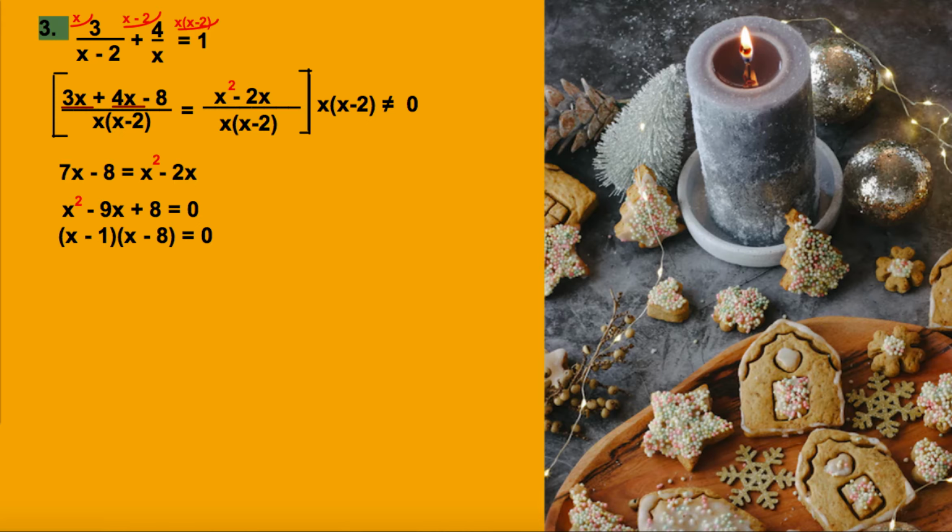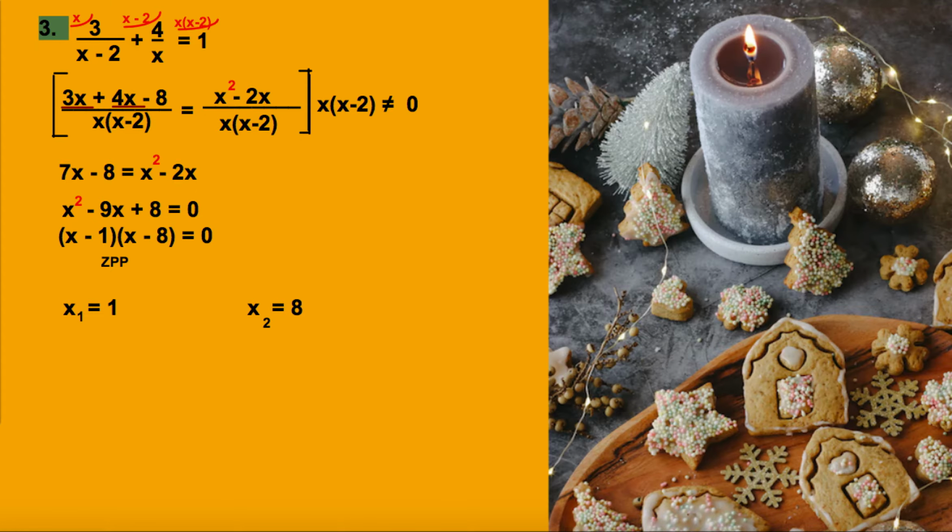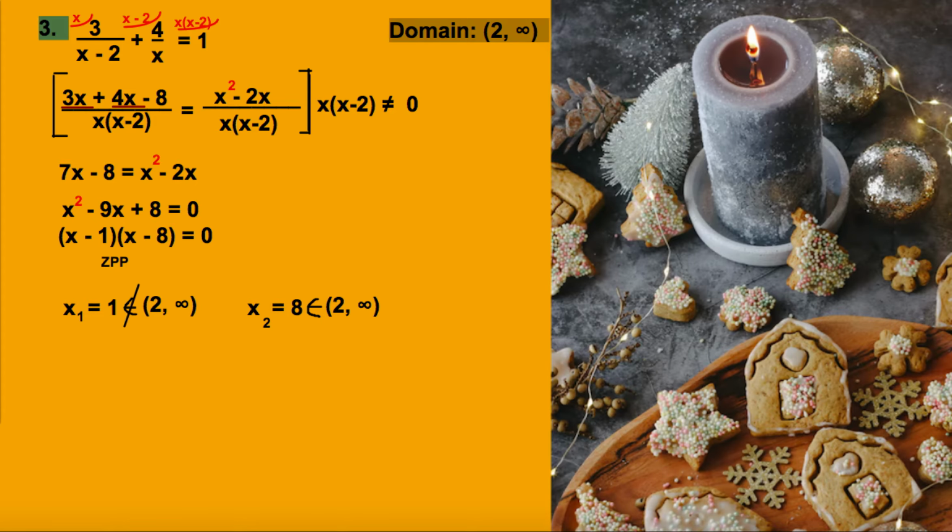Thus, the equation is equivalent to the quantity x minus 1 times the quantity x minus 8 equals 0. The zero product property results in x1 equals 1 and x2 equals 8. However, x1 does not belong to the domain, the open interval 0 to infinity, but x2 does.